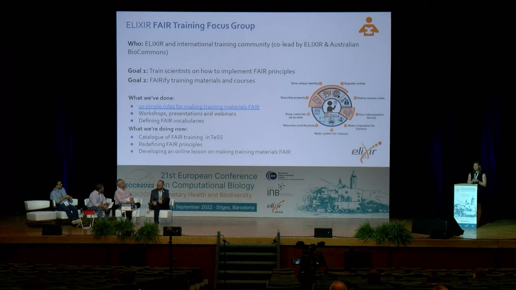The FAIR Training Focus Group is one of those concrete examples. So it is ELIXIR and international training communities that are looking at how to make training FAIR, and just a concrete example on how you could get engaged with us. We come together on a monthly basis, and one of the outcomes that has been made available are 10 simple rules for making training materials FAIR, so a topic very much at the heart of training as well. And this is just one way how very proactively different people from different regions come together and can work on one topic.